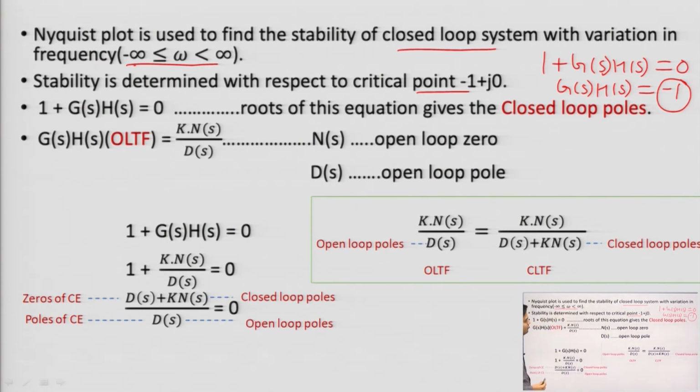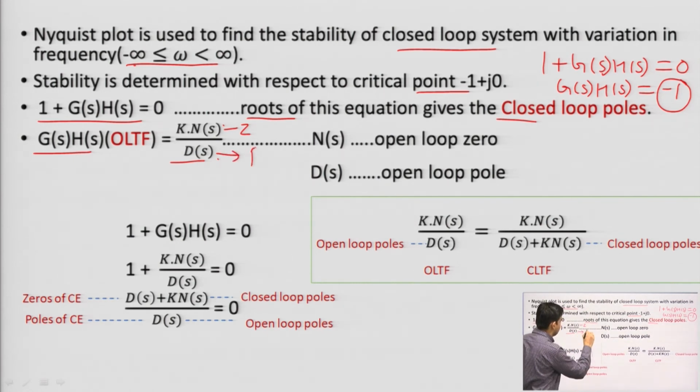Okay. So, one more concept we need to see: 1 plus G(s)H(s) equal to 0 will give us the roots of the equation used for closed loop poles. Okay. And the open loop transfer function G(s)H(s) is given by K times N(s) over D(s). K is the gain, N(s) is the numerator and D(s) is the denominator. N(s) will give me the zeros of the open loop transfer function and D(s) will give me the poles of the open loop transfer function.